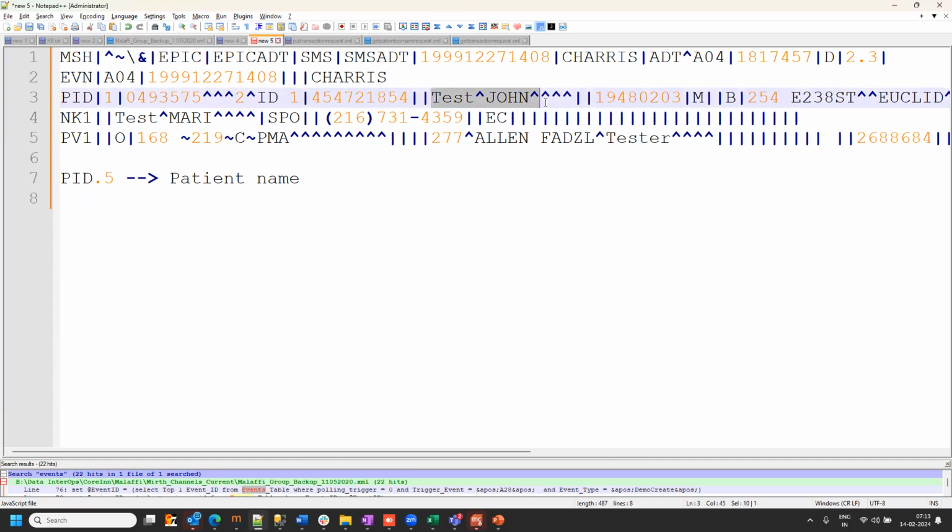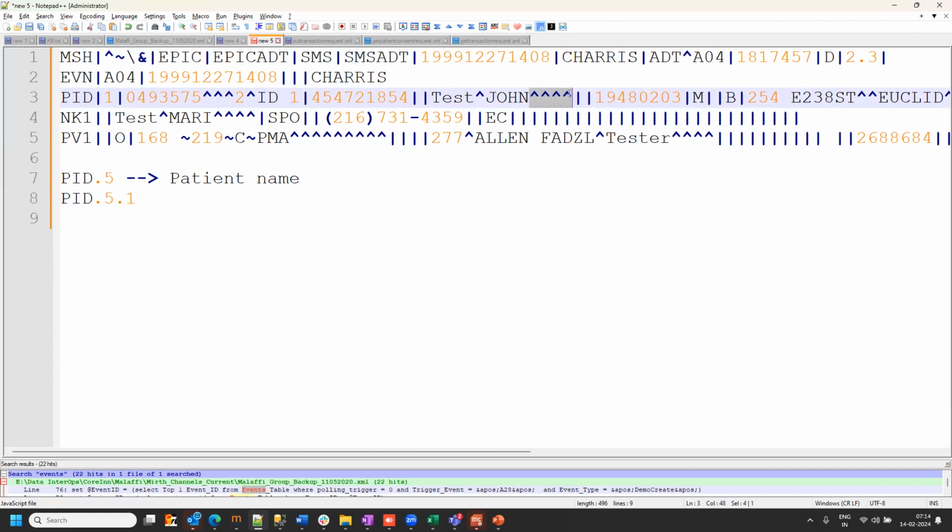Okay. And if you consider the name itself, which is here, how do we read it? So we will call out the segment name, we'll call out the field number, and then we will call out the component number. Once a field is divided into components, each component will have a component number. So this is component number 1, component number 2, this is component number 3, 4, 5, and 6. 3, 4, 5, and 6 are currently blank, which means there is no data there. That is the reason they are left blank.